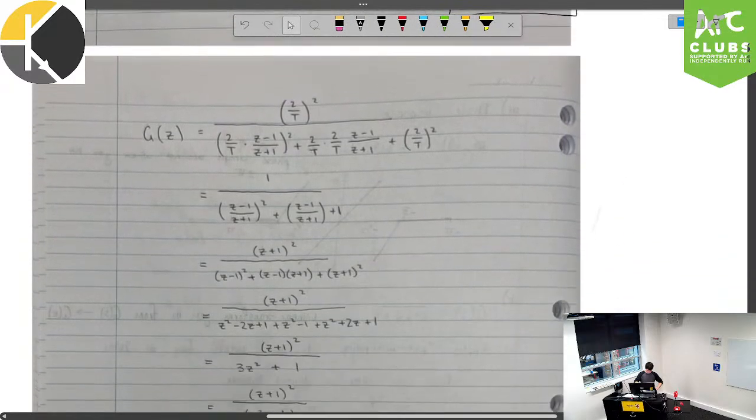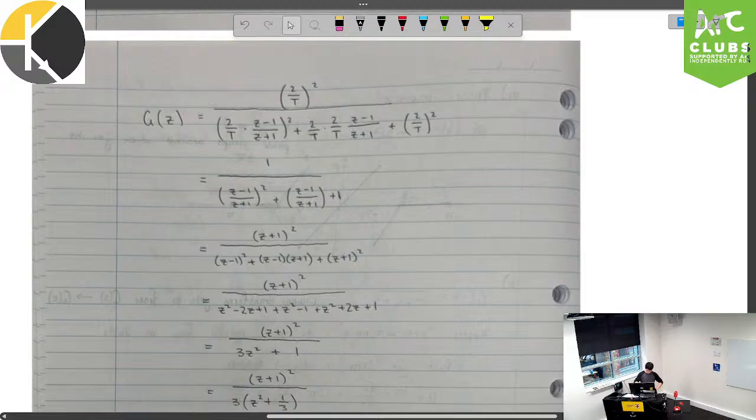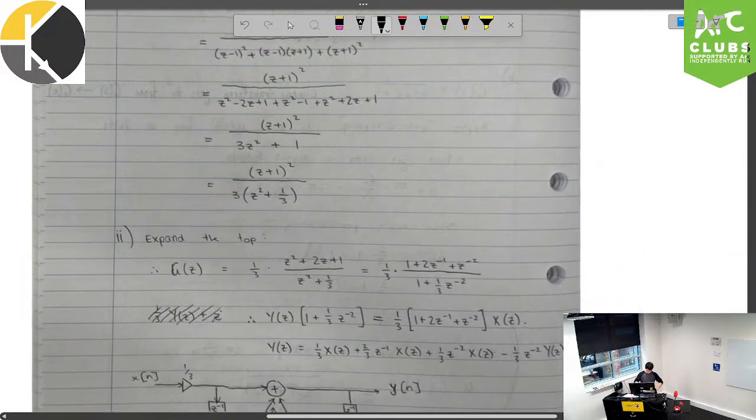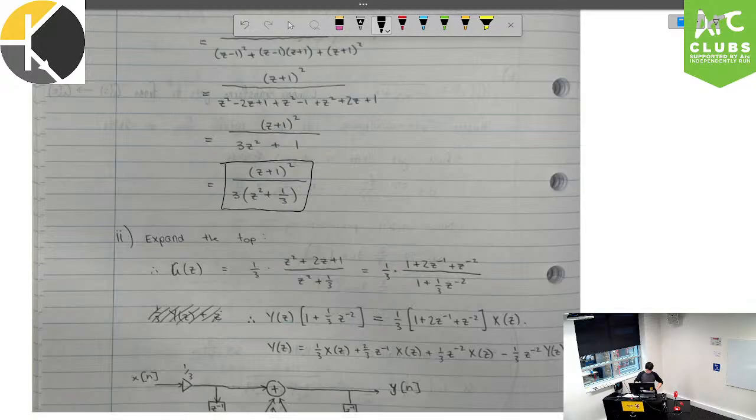Okay, so we do so. We get a bit of a mess, but we work through it. Fantastic stuff. And we obtain this. Now note, when dealing with things of this form, something that we can do is put it in Z inverse form, which would look something like 1 plus 2 Z inverse plus Z minus 2 on 3, 1 plus a third of Z minus 2. All right, lovely stuff.